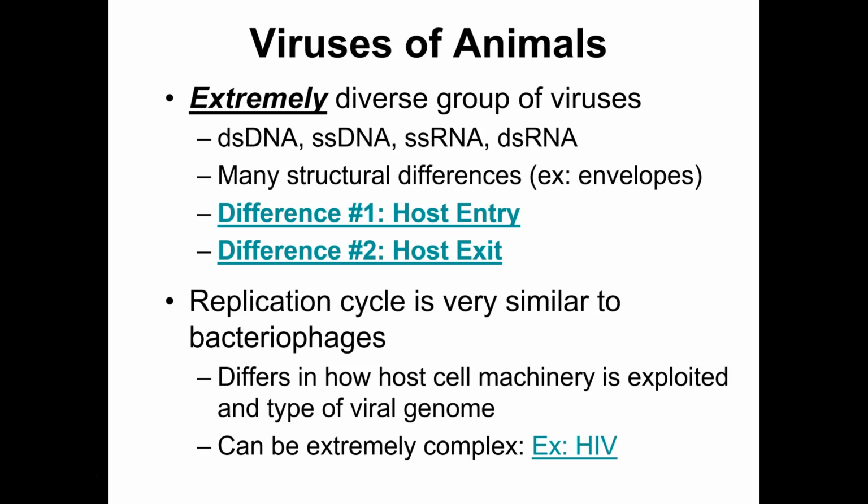Now, when it comes to actual replication cycles, it doesn't matter. All 7 groups: attachment, penetration, biosynthesis, maturation, release. That never changes. It's just how they go about each step will vary immensely, especially biosynthesis. So, to illustrate how ridiculously complex it is, I included a video on HIV. I pray the link still works. I forgot to check it again today. But I'll also have a diagram to show you here in just a second.